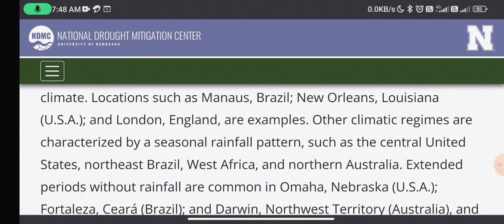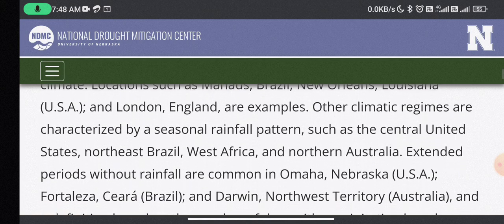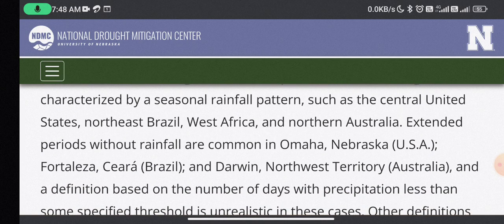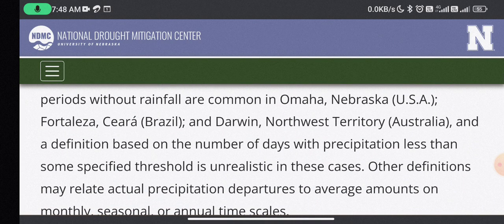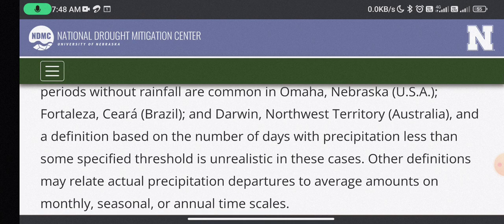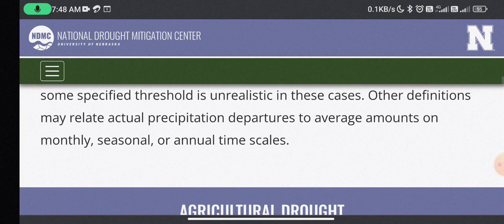Other climatic regimes are characterized by a seasonal rainfall pattern such as the central United States, northeast Brazil, West Africa and northern Australia. Extended periods without rainfall are common in Omaha, Nebraska, Fortaleza, Ceará, and Darwin, Northern Territory, Australia, and the definition based on the number of days with precipitation less than some specified threshold is unrealistic in these cases. Other definitions may relate actual precipitation departures to average amounts on monthly, seasonal or annual timescales.